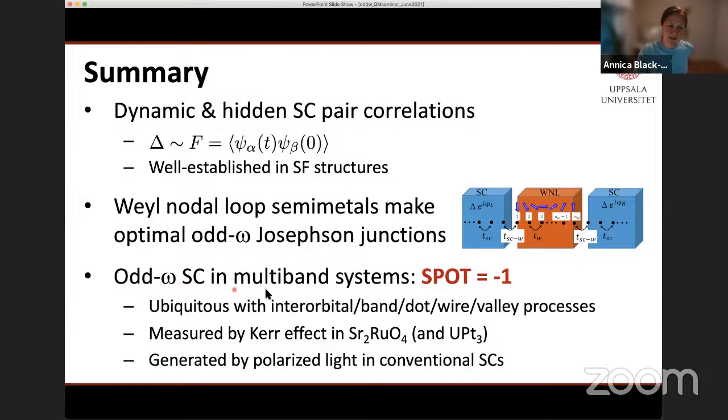And then I moved to multiband systems, where you can think of this as a sum to -1. So all of spin, parity, orbital, and time need to combine to -1. And that means that, for example, it can be odd in time if you have an odd interorbital pairing. And this is ubiquitous in systems which have some interorbital, band, wire, dot, valley, and so on processes. And it exists in Strontium Ruthenate, as far as we know. And also you can find it by driving conventional superconductors. So with that, I thank you for your attention, and I'm happy to answer any questions.